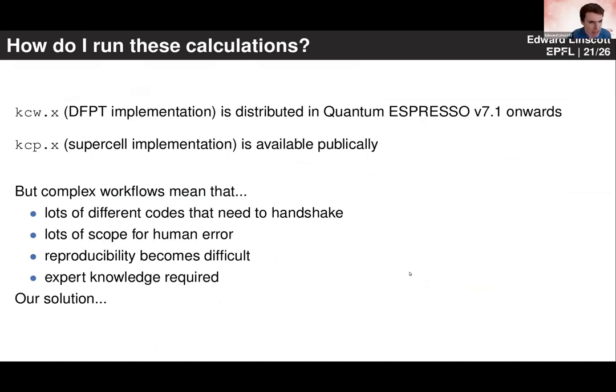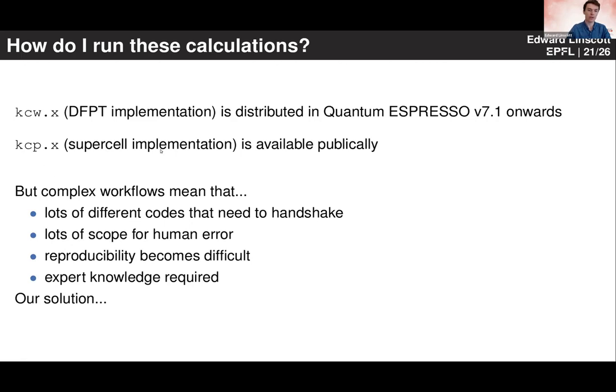But what I want to do with my last couple of minutes is talk about practically how we run these calculations. There are several implementations of Koopmans functionals. We've got kcw.x, which is Koopmans linear, and this is our DFPT implementation. This is distributed in Quantum Espresso version 7.1 and onwards. So on your own computer, if you've got Quantum Espresso, chances are this is already installed, and obviously with Quantum Mobile, this will be there.